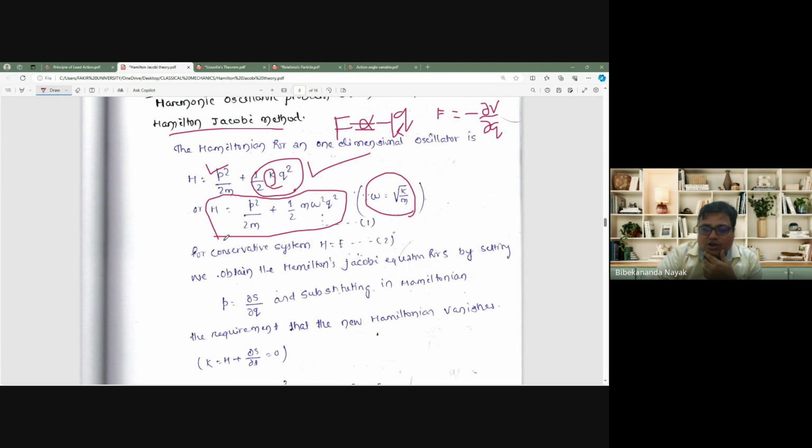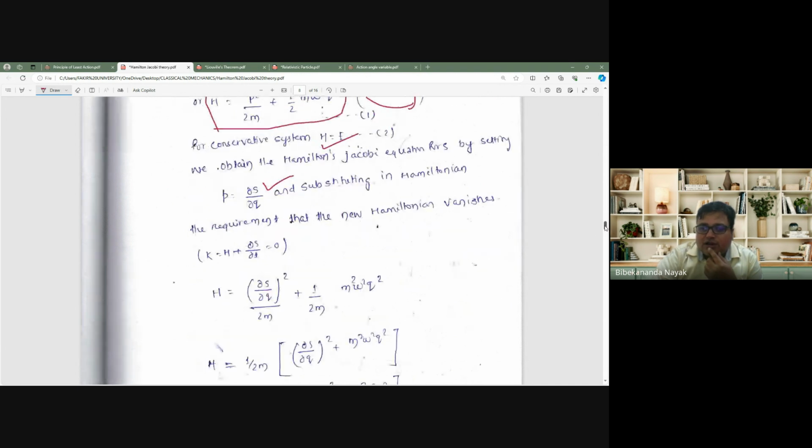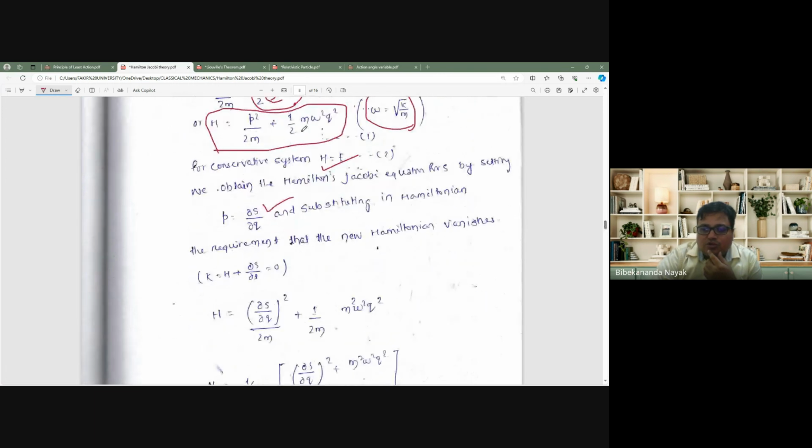For a conservative system, we know the Hamiltonian is the total energy. Using the Hamilton-Jacobi equation, where p is equal to del s by del q, we substitute into the Hamiltonian. Using the procedure, k is equal to 0, that is, h plus del s by del t is equal to 0. So p is equal to how much? Del s by del q. P square will be del s by del q square by 2m plus the potential term. In place of p, you put del s by del q.